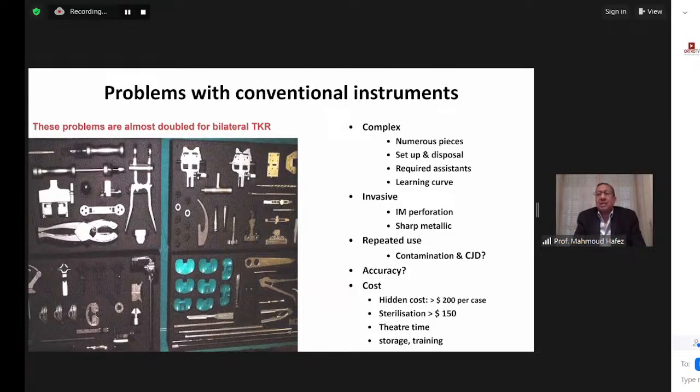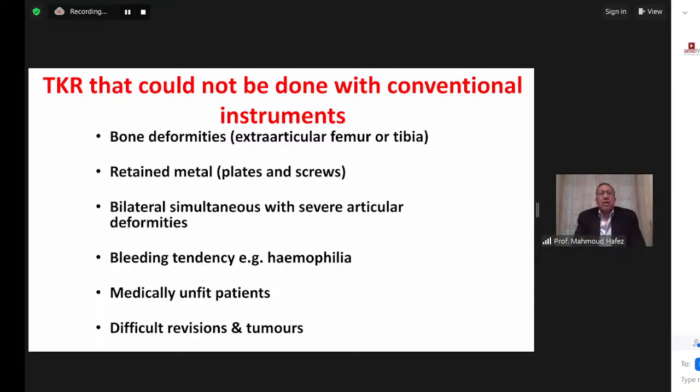So you can see on the right side all the problems that come with this instrumentation system. When you decide to do bilateral, you have to have two sets of instruments, and you have to be really careful because the traffic inside the operating room is one of the main factors behind infection. So when you have two sets, and if your operating room is not wide enough, then it's a problem.